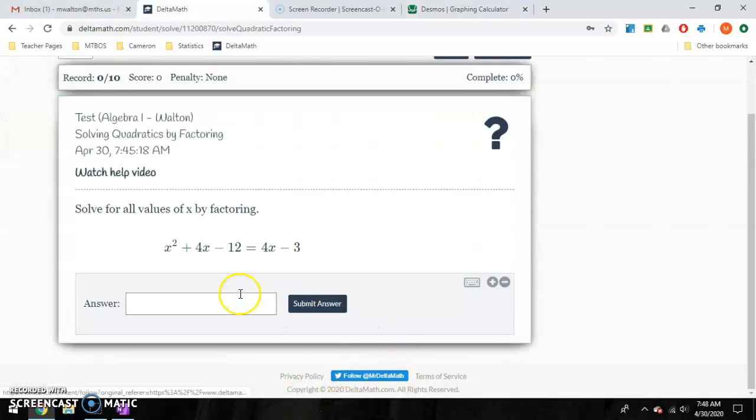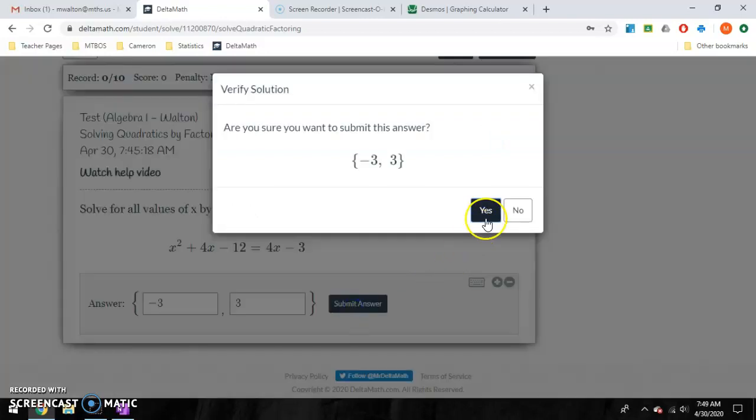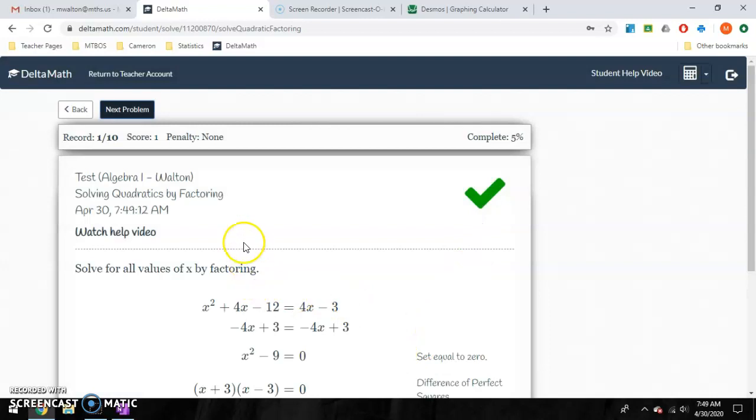When you are typing this in, I'm going to give you a heads up. Let's type in our first answer, negative 3. And if you want to say that there is another solution, there's this plus button over here. So negative 3 is one of my solutions, positive 3 is my other.